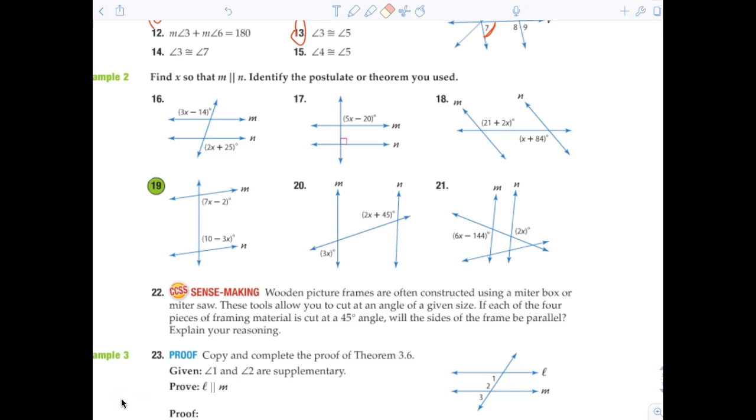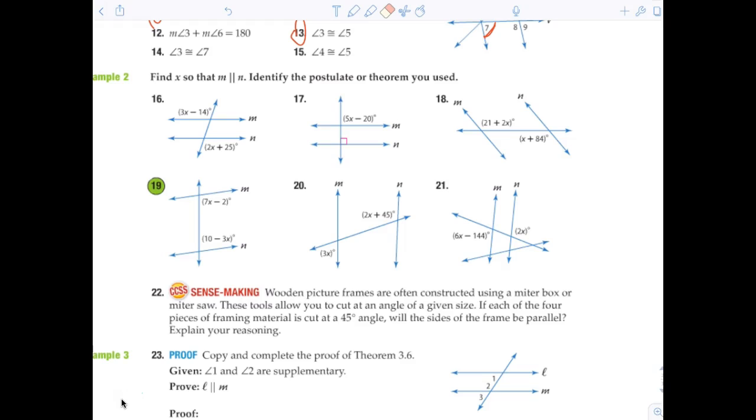All right. Number 20. Ooh. Now, is there a relationship there, really? No, we don't have a relationship exactly between 3x and 2x plus 45. However, we do know that they're what? Supplementary. We know they're supplementary because the consecutive interiors are supplementary, and these two are vertical. So we could say that 3x plus 2x plus 45 is equal to what? 180. Everybody happy with that explanation? All right?